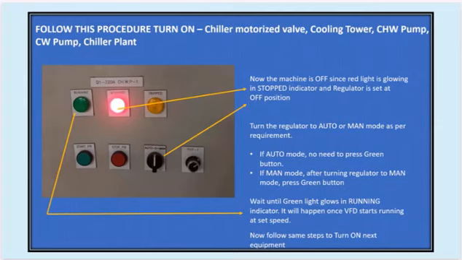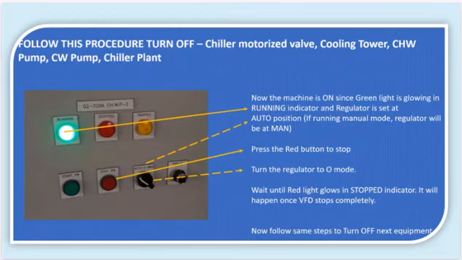The machine is currently in the off state, as indicated by the red light glowing in the stopped indicator and the regulator being set to the off position. To turn the machine on, adjust the regulator to either auto or man mode, as per the requirement. If auto mode is selected, there is no need to press the green button. However, if man mode is selected, press the green button after turning the regulator to man mode. The machine will be considered fully on when the green light glows in the running indicator. This will happen once the VFD starts running at the set speed. The same steps can be followed to turn on other equipment.